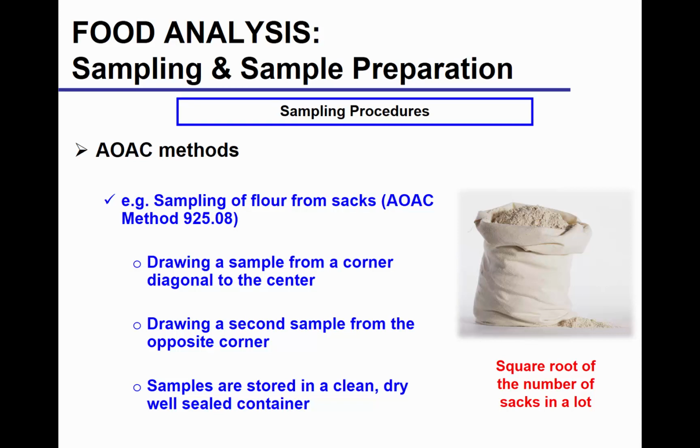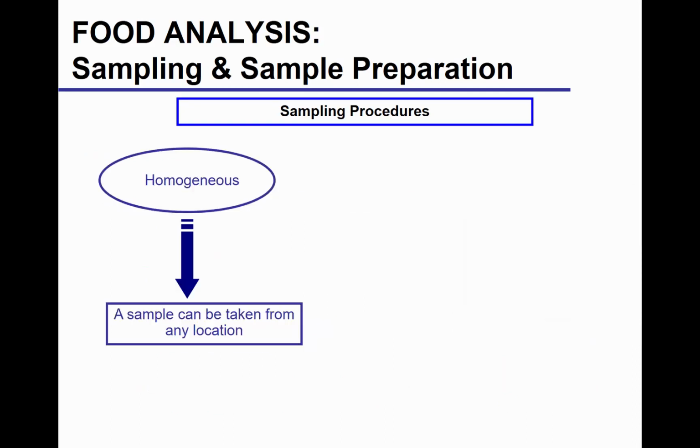So you go from this corner. I'm going to take from this corner and this corner, or this corner and this corner. And then your samples will be stored in a clean, dry, well-sealed container until further analysis. That is an example methodology for sacks of flour.